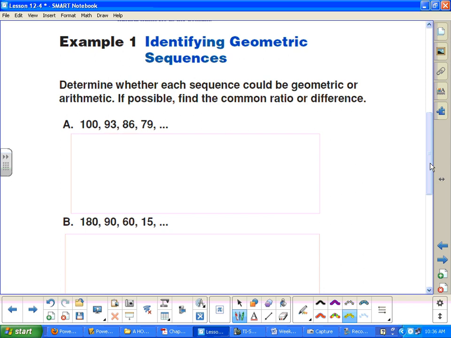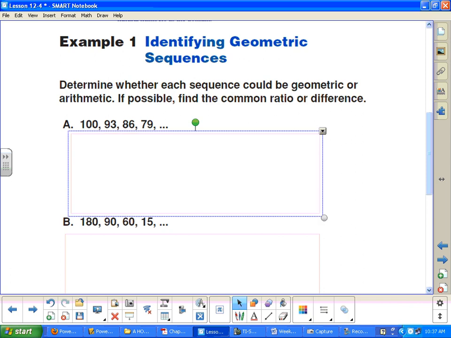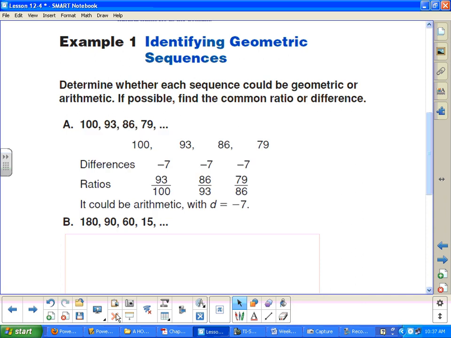100, 93, 86, 79. What happens from one to the next? They're subtracting 7, right? Since they're subtracting 7, that means it's arithmetic, and the common difference would be -7. We can look at the differences and the ratios, but this is arithmetic with a common difference of -7. Like most of them, you should just be able to see them and determine what they are.